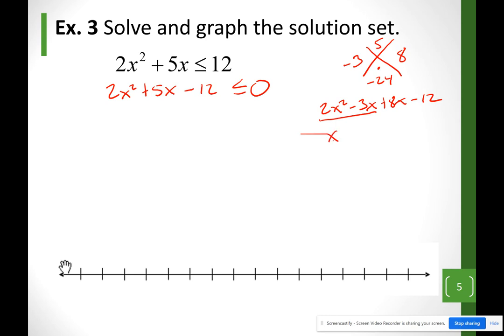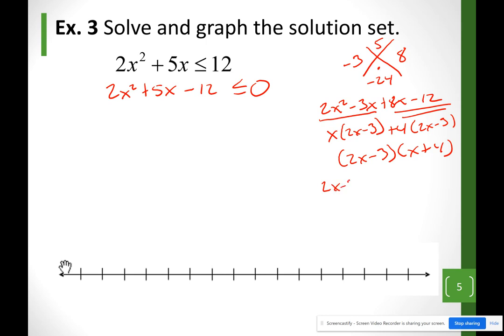Looking at the first two terms, I factor out an x. So that gives me 2x minus 3. Looking at over here, I factor out a positive 4. So that gives me 2x minus 3. So my factors are 2x minus 3 and x plus 4. So I let 2x minus 3 equal 0, and I let x plus 4 equal 0. I have that 2x is equal to 3, so x must be 3/2. And I get x equals negative 4.